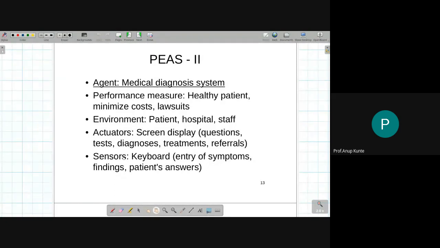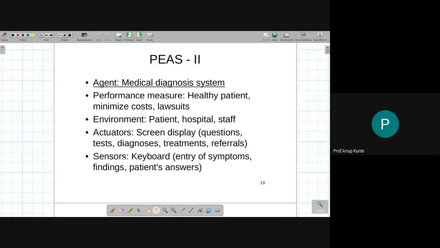Okay, so if I'm creating a chatbot which is a web application, then this web application is going to take input through the user interface that it is showing to the user. So will you say that my sensor is that web application, that user interface? No, your user interface is not your sensor. Your sensor is whatever is coming to you as input. So the entry of symptoms.